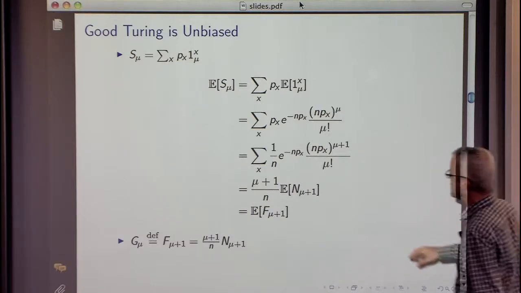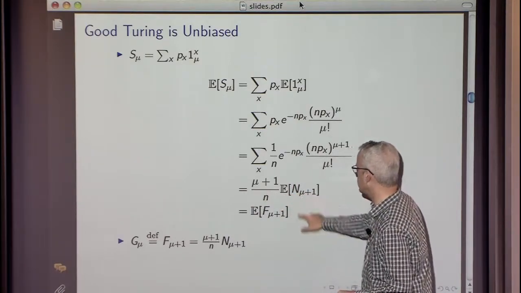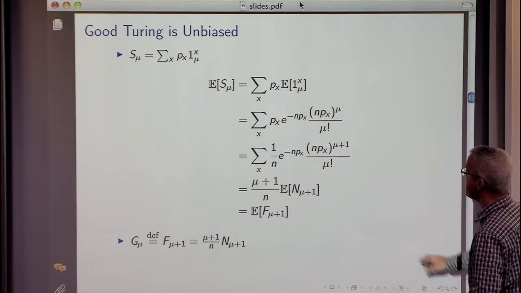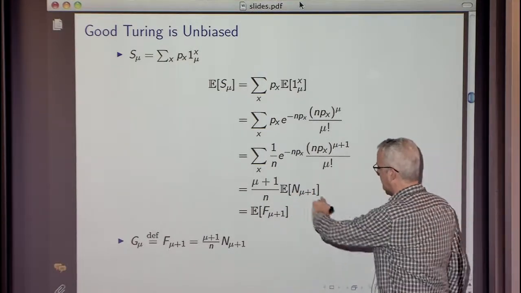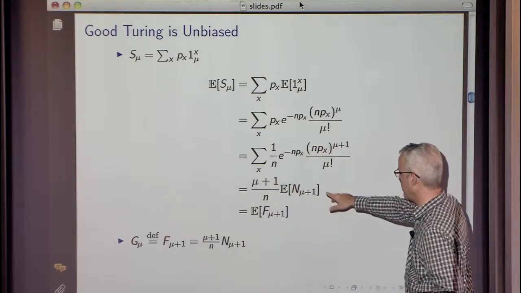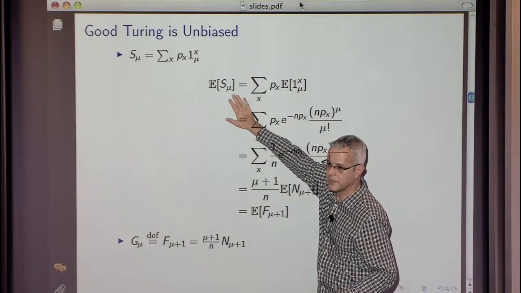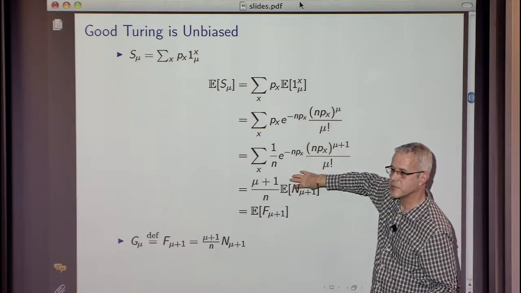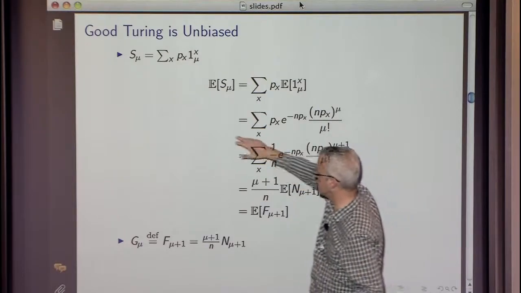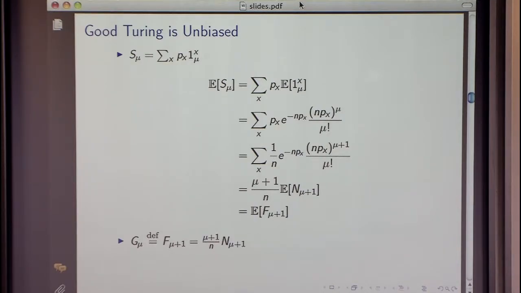So what we get is (mu plus 1) over n times the expected value of N_{mu plus 1}. And this is exactly the definition of G mu. So the expected value of S mu is the expected value of (mu plus 1) over n times N_{mu plus 1}, which is the definition of G mu. So we get that the expected value of G mu is just the expected value of S mu. Everyone is okay? Any questions?